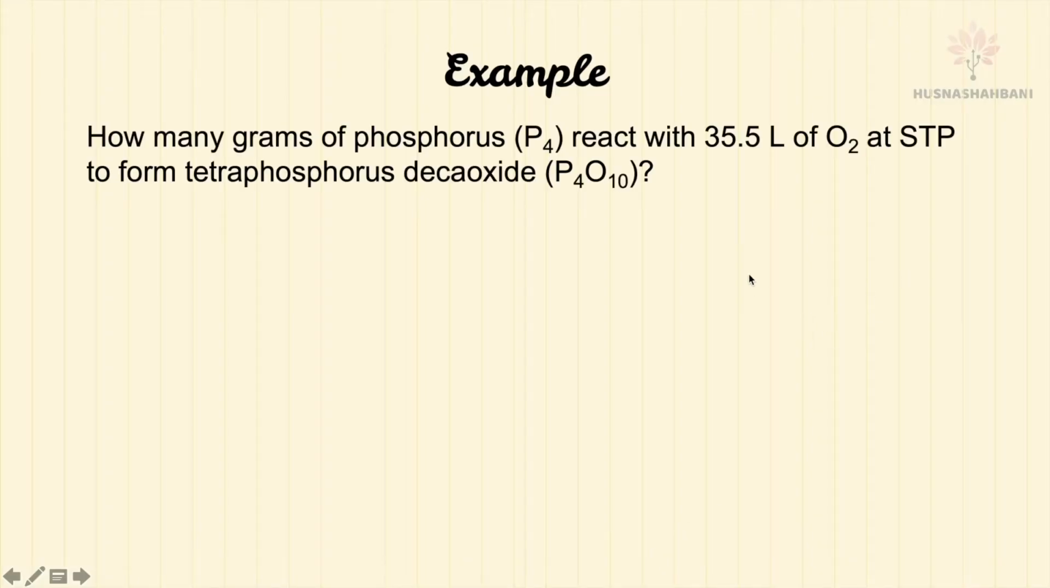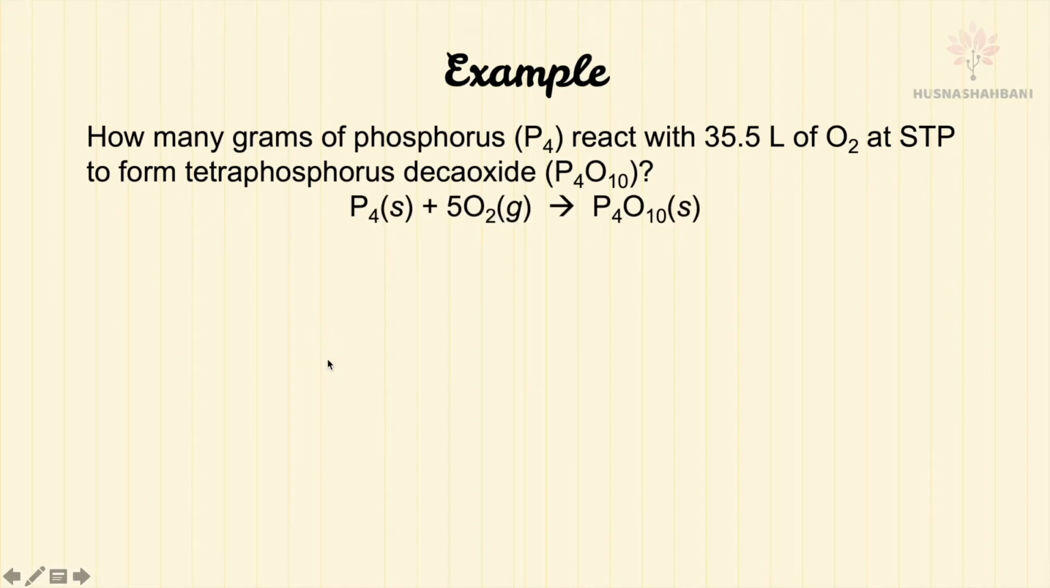Example: how many grams of phosphorus react with 35.5 liter of oxygen at standard temperature and pressure to form tetraphosphorus dioxide? First, you have to write down the chemical equation of the reaction. So 1 mole of phosphorus reacts with 5 mole of oxygen to produce 1 mole of tetraphosphorus dioxide. Make sure the chemical equation is balanced before you start calculating.